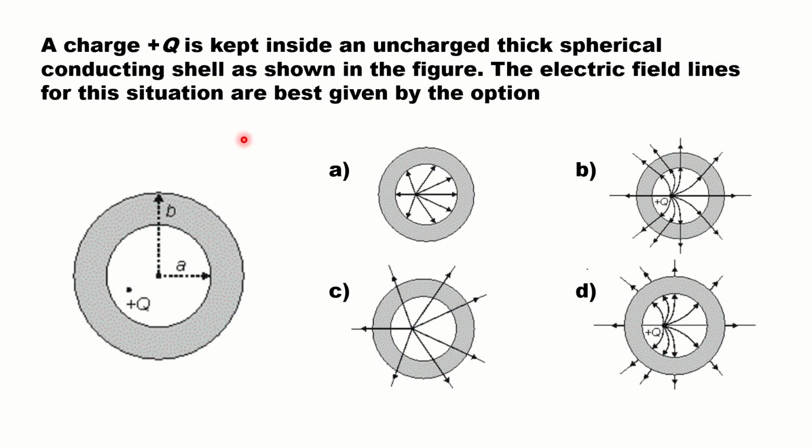A charge plus Q is kept inside an uncharged thick spherical conducting shell as shown in the figure. The electric field lines for the situation are best given by the option. So this is the figure we have, and you have to figure out from these options which of these is the correct one. So for the first one, let's work on the diagram first.